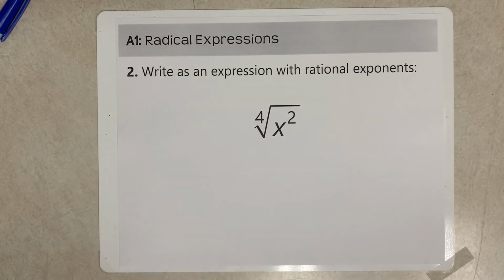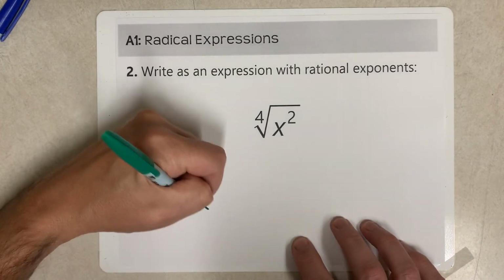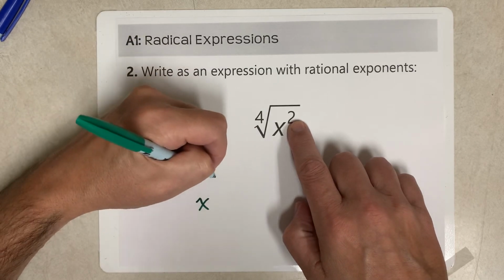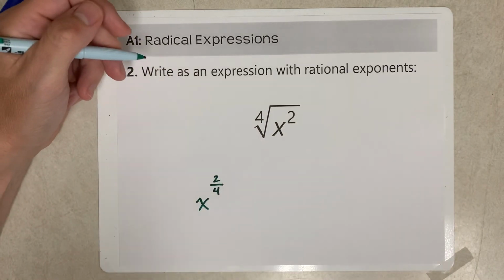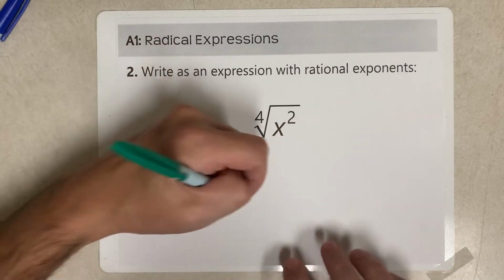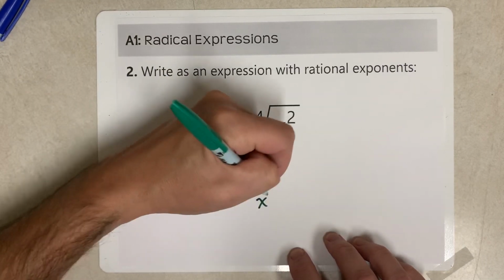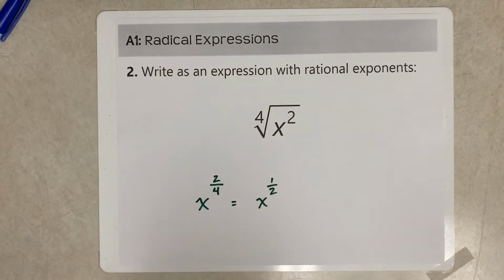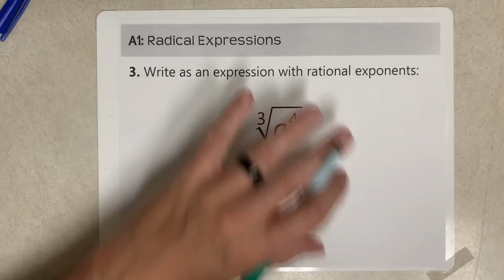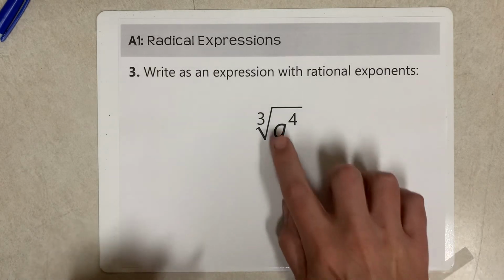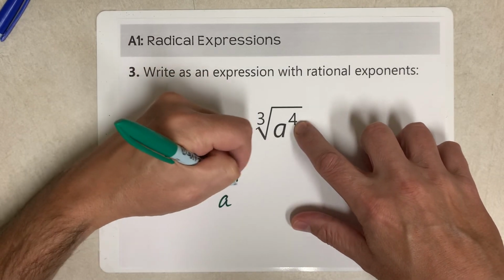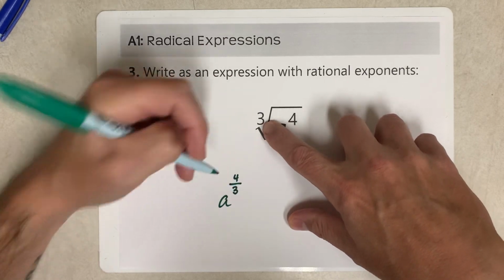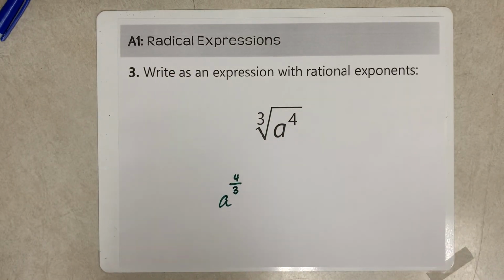Same thing here. Here's our x. The 2 is our numerator. 4 is our denominator. Now this one, can we do anything with that? We can simplify the 2/4 into 1/2, and that just looks a little bit better if we do that. Okay, this one, the a is our base. 4 is going to be our numerator. 3 is our denominator for our rational exponent. And that's it for that one.